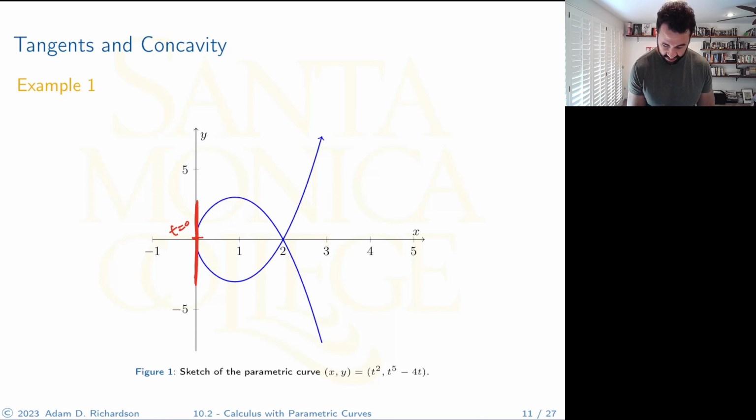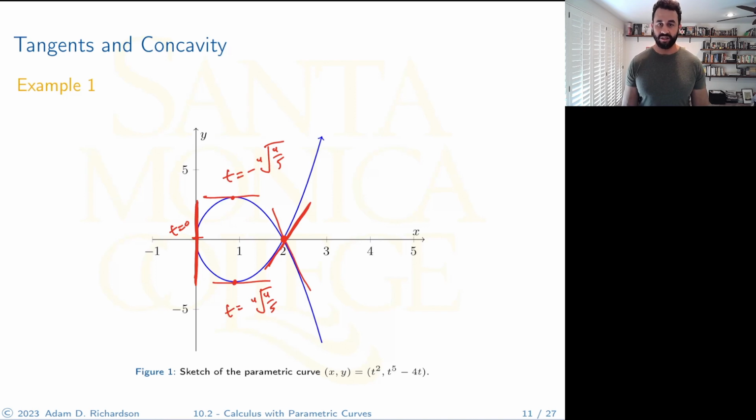Notice we also have two tangent lines that are horizontal right here and right here. This is when t equals negative fourth root of 4/5. And then this here is when t equals positive fourth root of 4/5. We also have those two distinct tangent lines at the point (2, 0). So here's the point (2, 0), and we had one tangent line with a negative slope, and one tangent line with a positive slope. So there are the two distinct tangent lines.